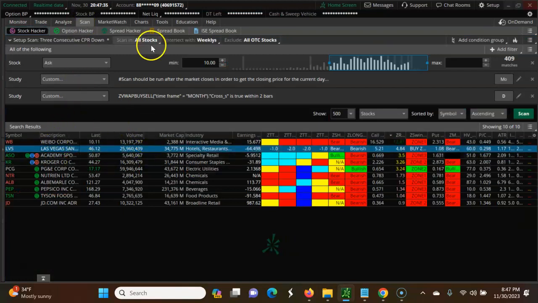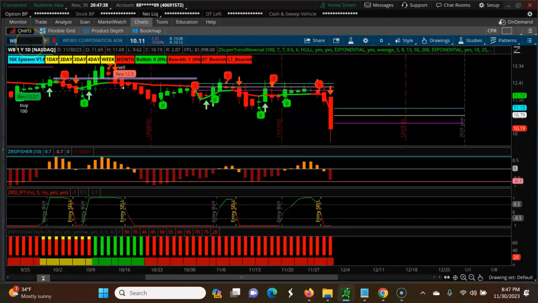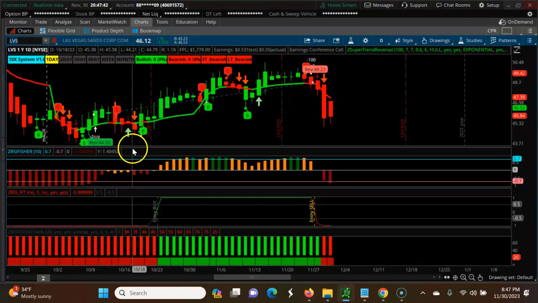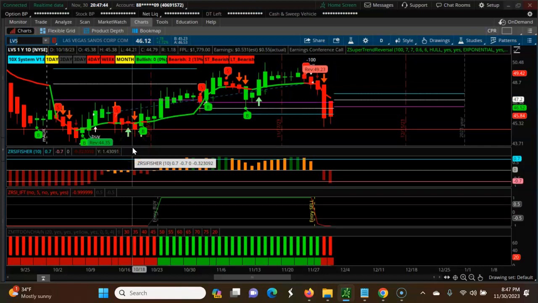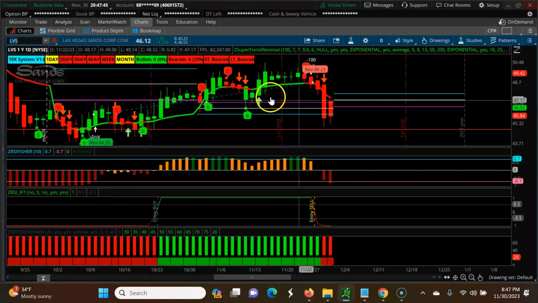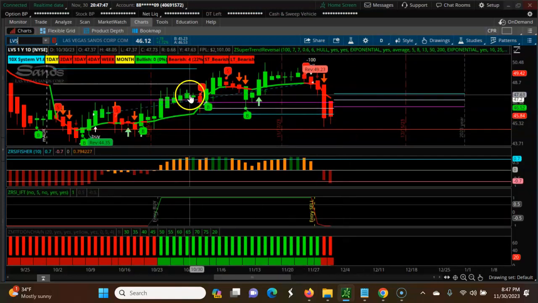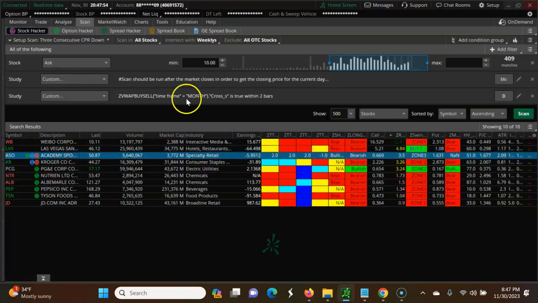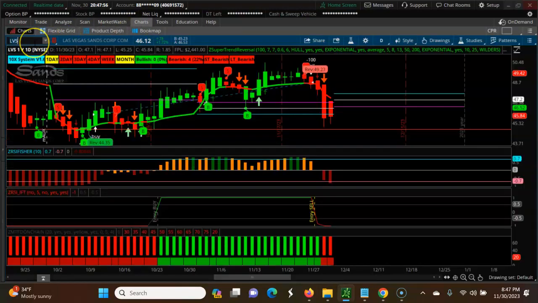Next one, LVS, Las Vegas. LVS is also one down. You can see 3 CPR down. This is not quite down, but all the other indicators are down. Okay, ASO chart.